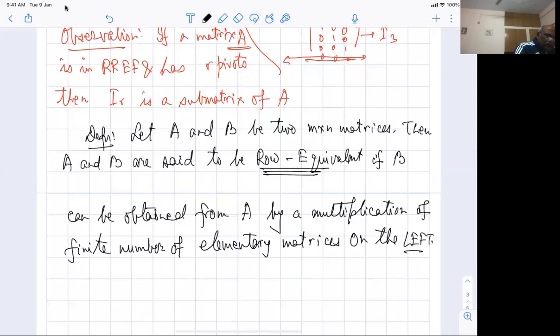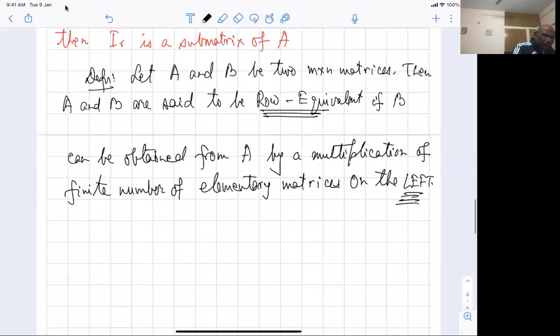On the left, because we are looking at row equivalence. If I want to multiply on the right, then I'll talk of column equivalence. I'm looking at row equivalence, therefore I'm looking at multiplying on the left. So you should be able to obtain B by multiplying by some matrices E1, E2, up to EK times A. These are your elementary matrices.